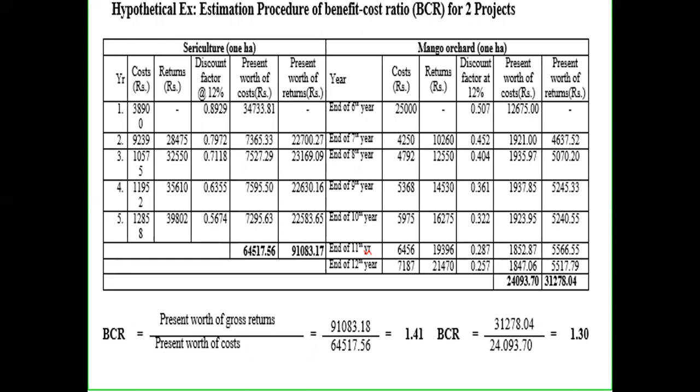This is an example of how you calculate the BC ratio. One is a sericulture project, another is a mango orchard. In the sericulture project you get a BC ratio of 1.41, and in the mango orchard you get a BC ratio of 1.30. Here, the BC ratio of the sericulture project is more than the mango orchard. That's why you have to select the sericulture project as compared to the mango orchard.